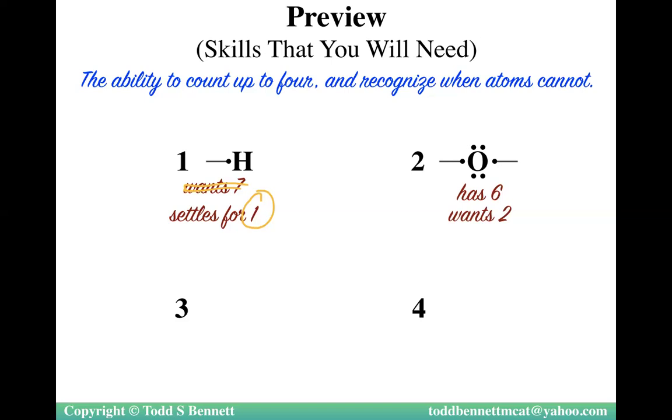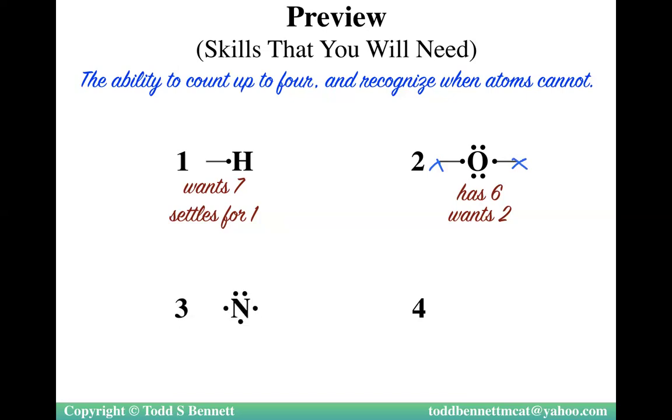So the octet rule comes from s2, p6 for whatever row you're in, for 8 electrons total. So everything wants to get up to 8. And so oxygen starts with 6, makes 2 bonds to get its 7th and 8th electron if it can bond here and bond here.